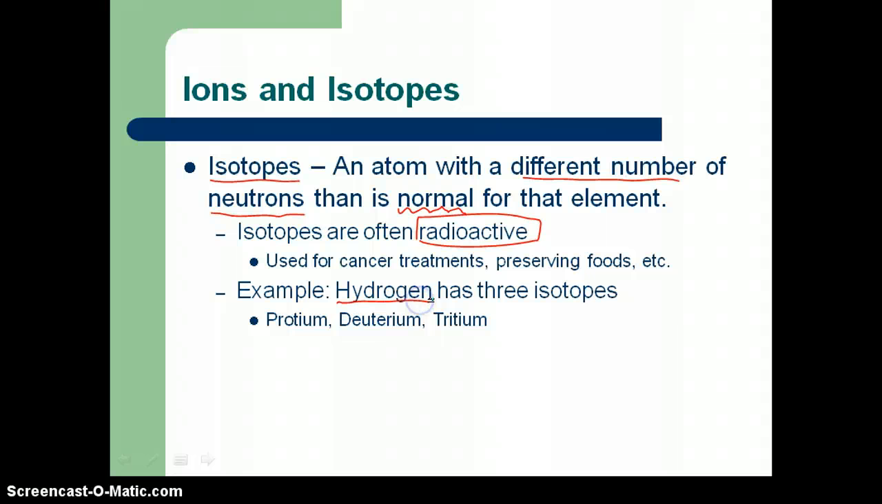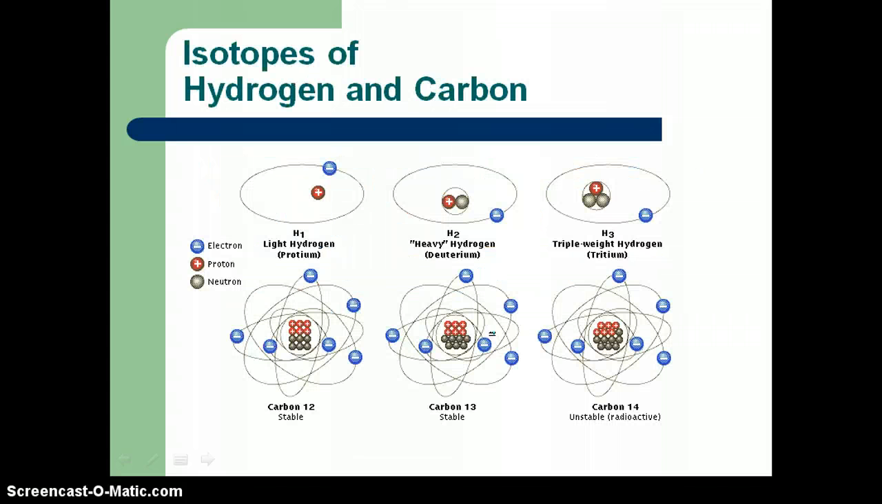An example here is hydrogen, which has 3 isotopes: protium, deuterium, and tritium. You don't have to know those. This is just showing you an example. And this is what they would look like. We have a light hydrogen that has no neutrons. We have a heavier hydrogen, which has 1 neutron. And we have triple weight hydrogen, which has 2 neutrons. The same thing happens with carbon. We have carbon 12, which is normal, carbon 13, which is not normal but still stable, and carbon 14, which is radioactive. You can see the number of neutrons has changed. Note here the number of protons has stayed the same because in order for carbon to be carbon, it has to have 6 protons. And you can see that it stays at 6 protons each time. That is its identity.